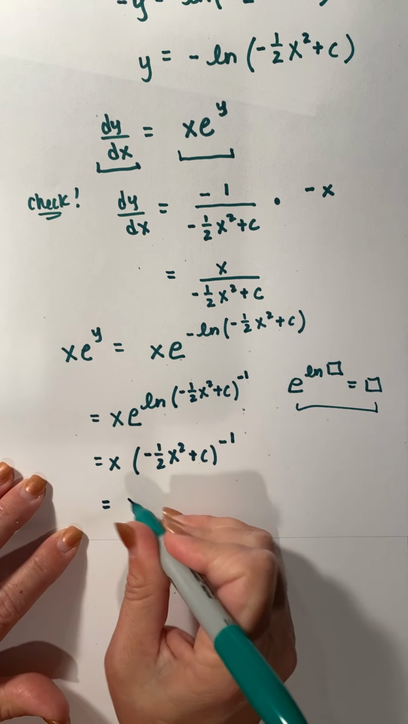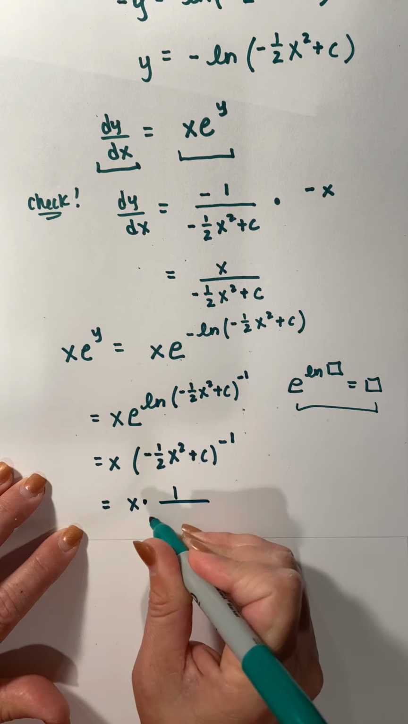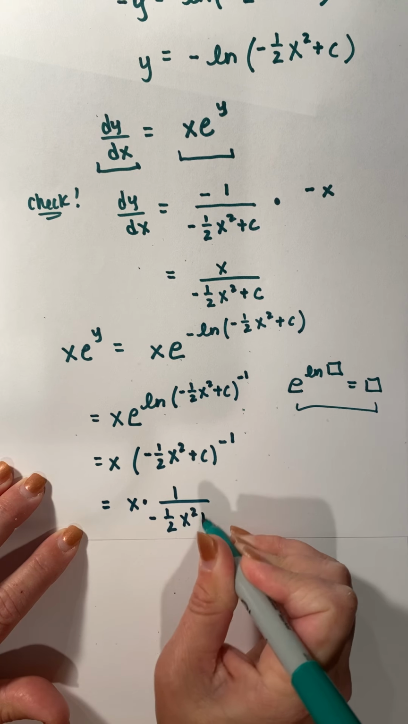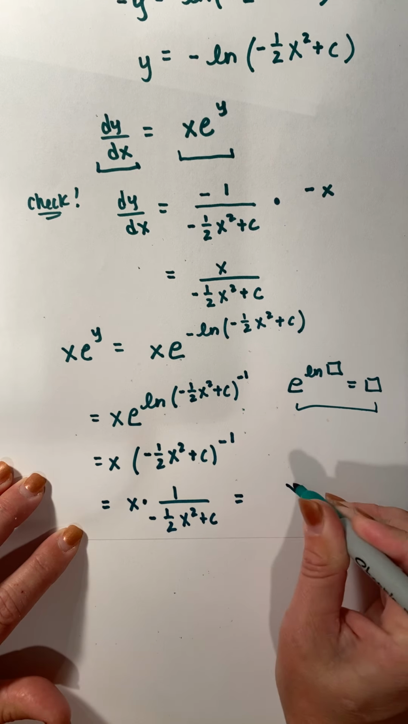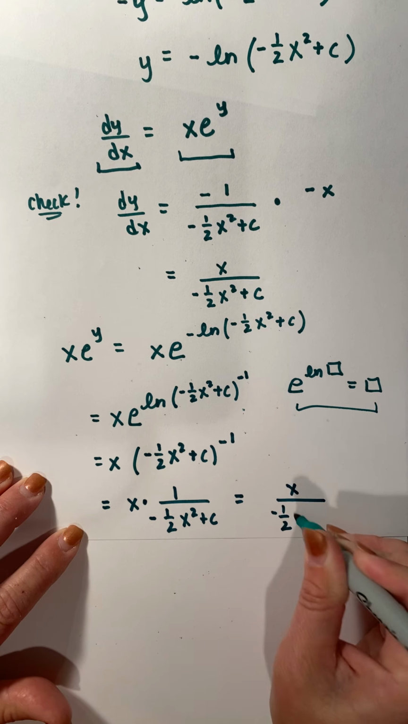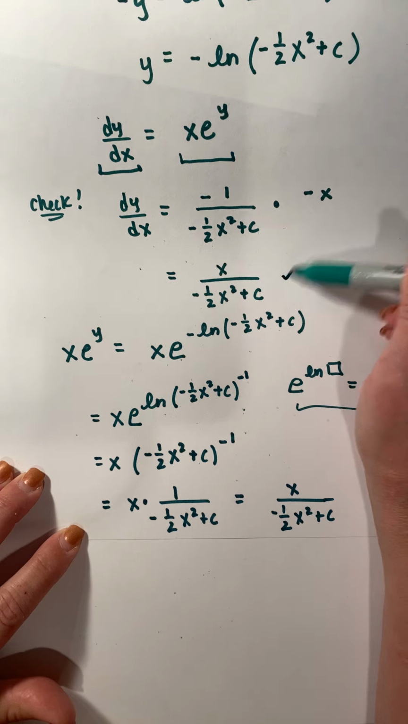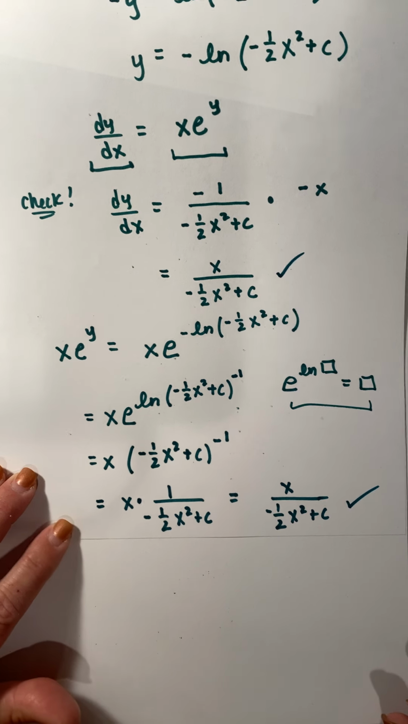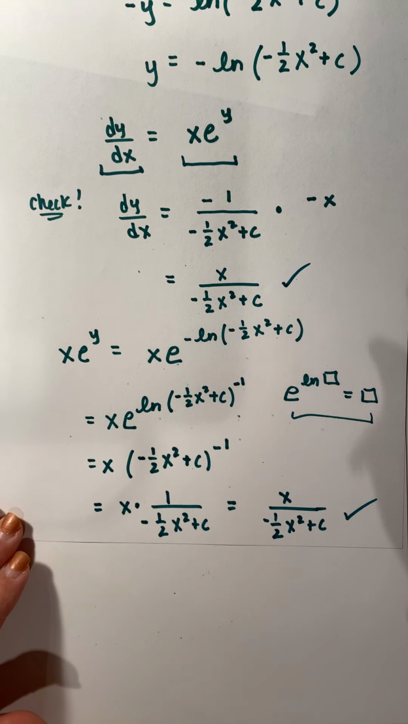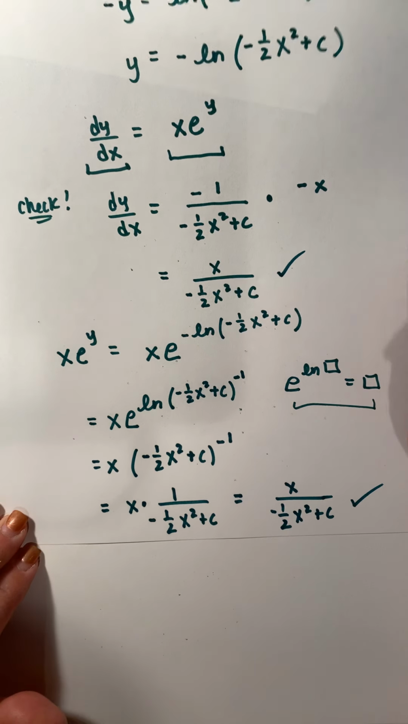No, this is just x times 1 over negative 1/2 x squared plus c, which is x over negative 1/2 x squared plus c. And that's what we got up here for the derivative. So it checks. Woohoo! That was our first separable differential equation.